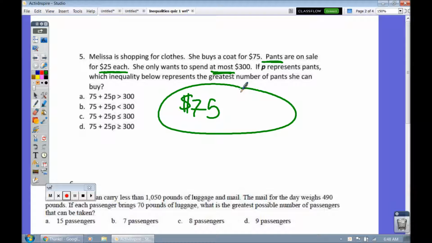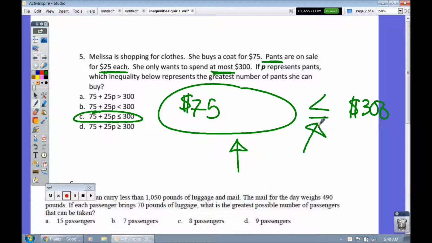So all of this cannot go over $300. So that means this right here in the circle has to be less than or equal to 300 bucks. So right off the bat, you can cross off every answer choice here except letter C, just because of the symbol here from the key word. In fact, you could write the inequality as 75 plus $25 times the number of pants she's going to buy, and all that has to be less than or equal to 300. That's what at most means.